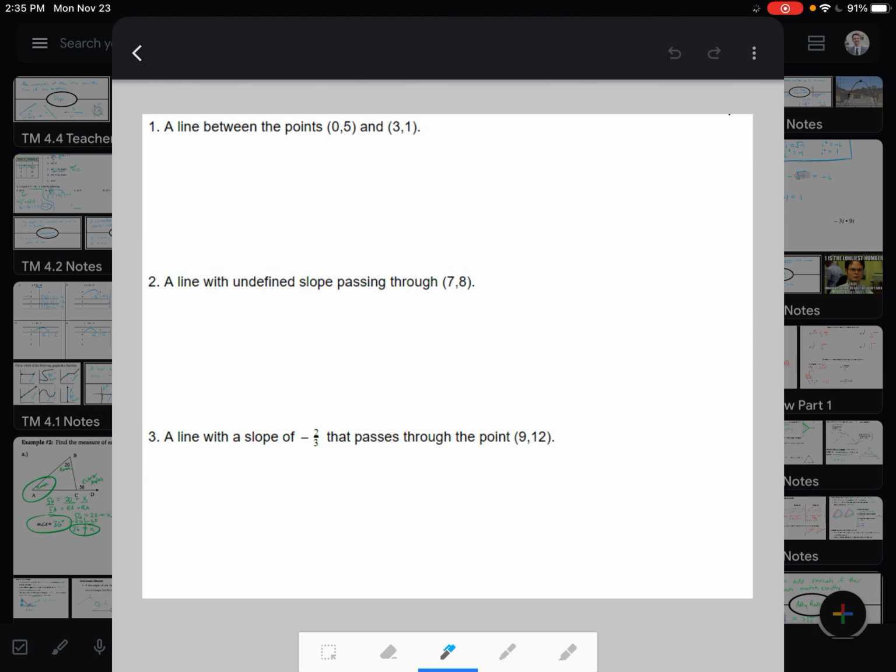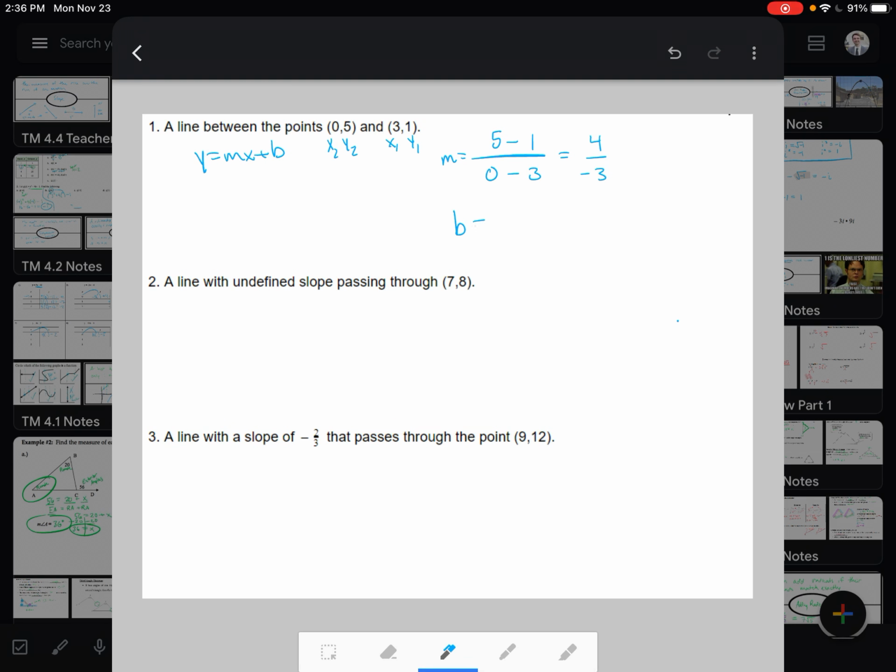So first one here, we need to find a line between those 2 points. So again, for our line, we need y equals mx plus b. Well, we don't know what our slope is, so let's do what we were doing the other week: y2 minus y1 over x2 minus x1. So 5 minus 1 over 0 minus 3, and we'll get 4 over negative 3. Again, that is our m value, or our slope.